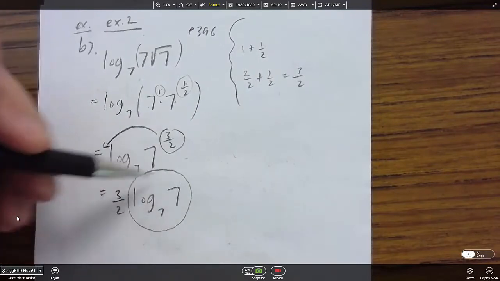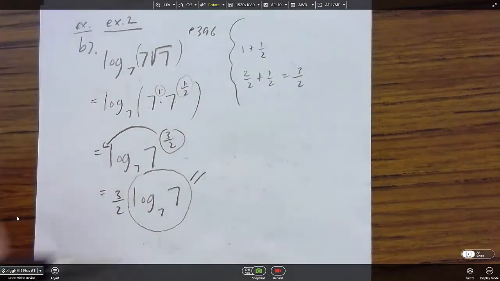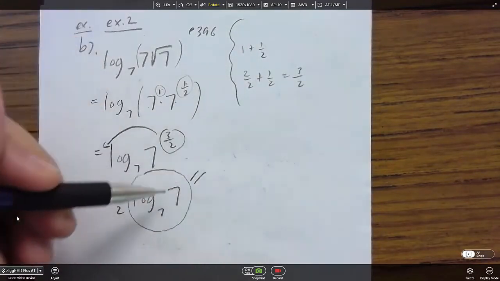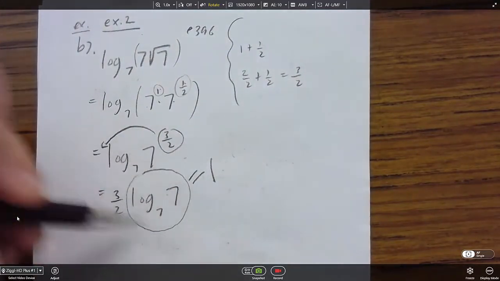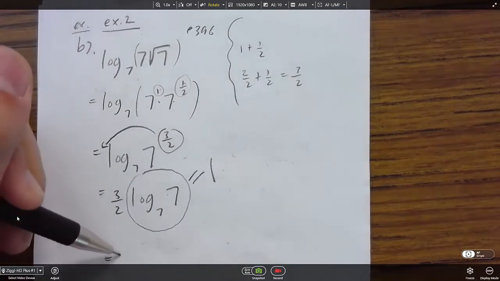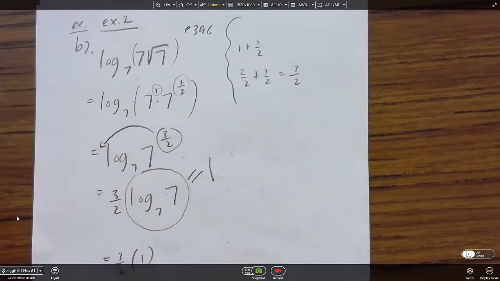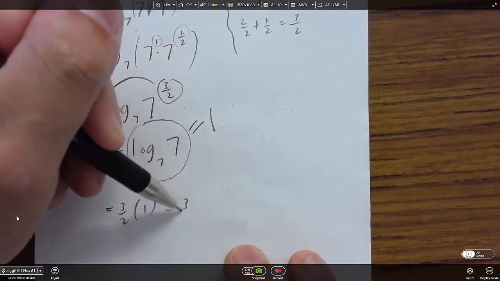So I'm just going to circle this part here and be very suspicious. 7 to the what is 7? Very good. It's got to be 1. So this circled part here is 1. So the final answer is going to be 3 over 2 times 1, which happens to be 3 over 2.